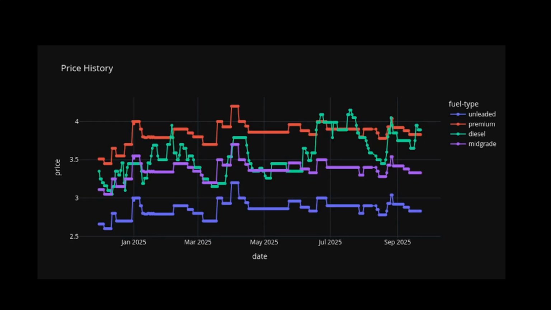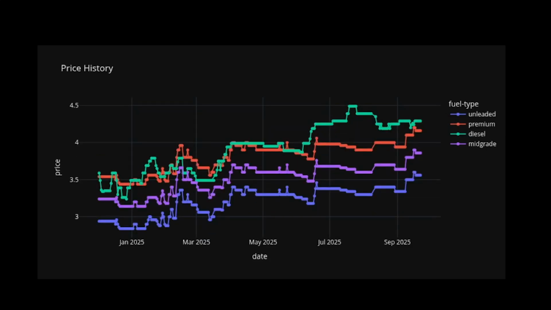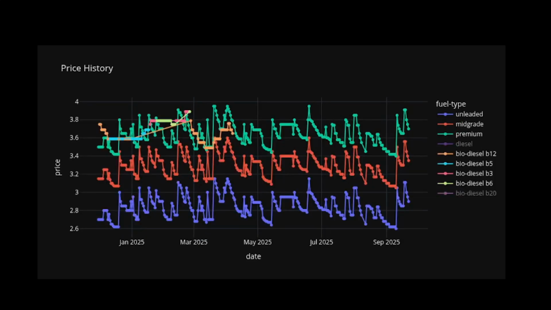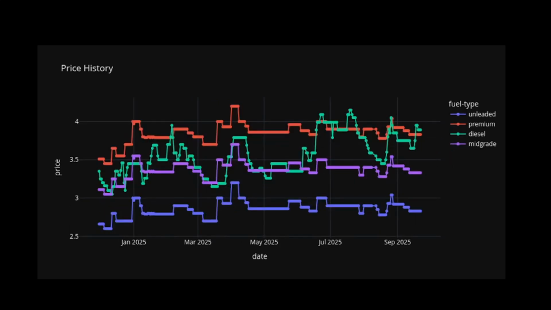And this is pricing data for different gasoline or fuel types for an individual gas station. Here's another one from another gas station. Here's a third one. There's a whole bunch of these, and I was tasked with, we were doing some feature engineering, trying to figure out the probability that the price of gas would change tomorrow based off of previous behavior, things like that.